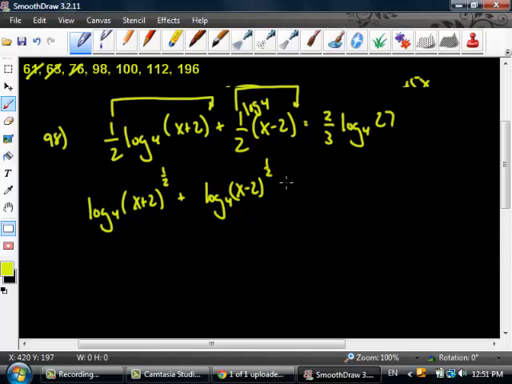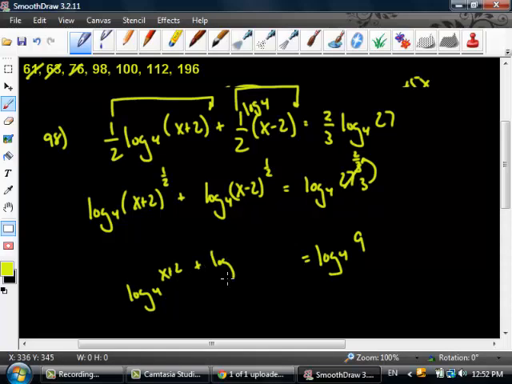And did I write this down correctly? Okay. Equals log base 4 of 27 to the 2/3 power. Okay. Let's see. The cube root of 27 is 3. 3 squared is 9. So this is log base 4 of 9. Yes? And that equals log base 4 of x plus 2 plus log base 4 of x minus 2. And these are all to the 1/2 power.